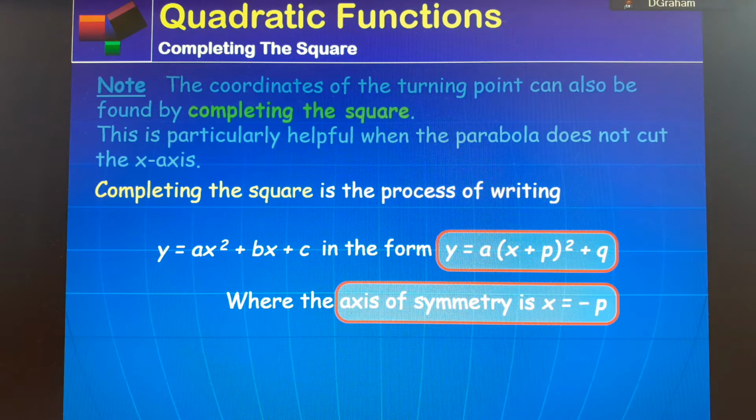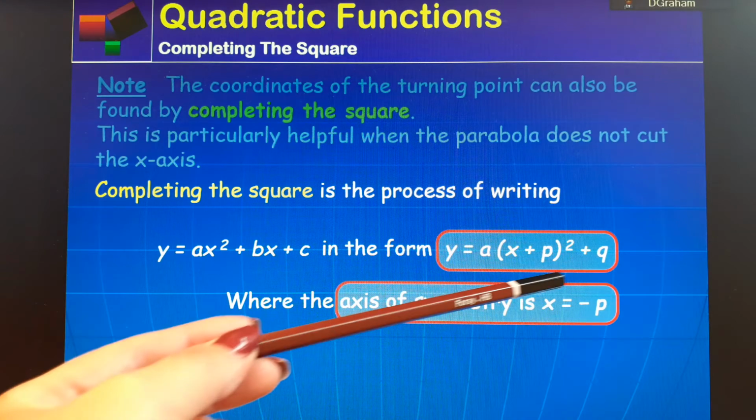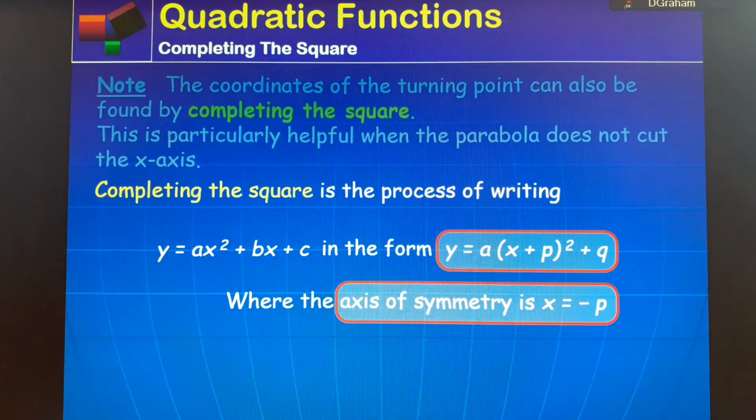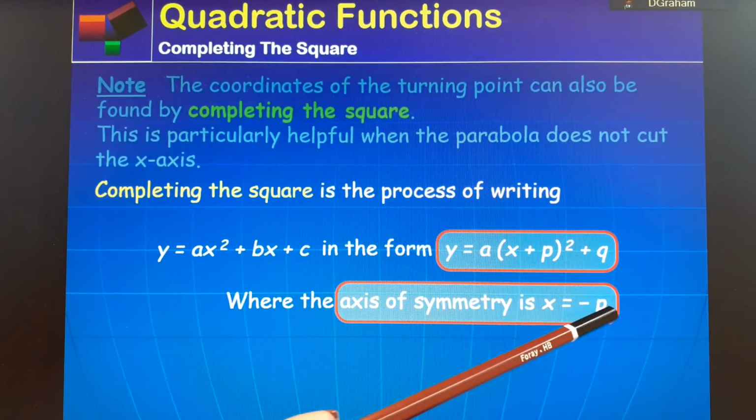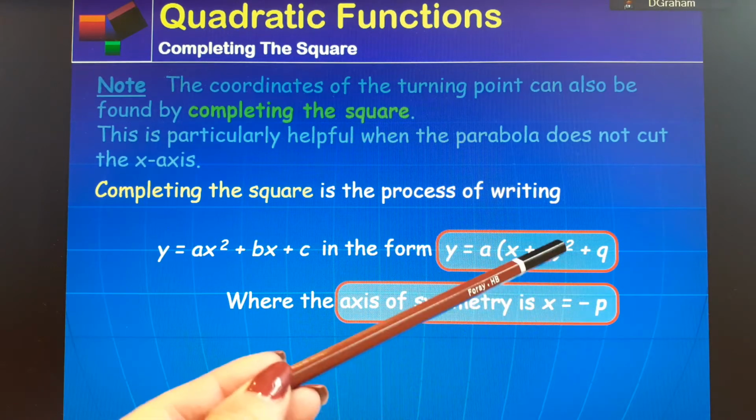The axis of symmetry, the x value of where the turning point is, comes from the part inside the bracket. And we say that the axis of symmetry comes from making the bracket equal to 0. So in this case, x would be equal to minus p. Making the bracket equal to 0 would make this the minimum value. So making the bracket equal to 0 in this case would be x plus p equals 0, so x equals minus p. Now obviously they would normally be numbers, okay?